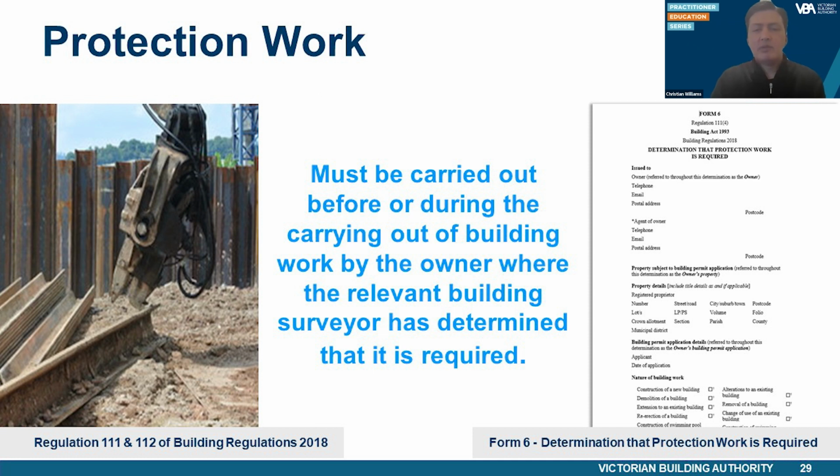The RBS may determine protection work is required prior to the issue of a building permit or at any time during the carrying out of the building work. The determination must be in the form of Form 6. A building permit may still be issued even though the protection work process has not yet been finalised. The building work can still be carried out on other parts of the site. However, the building work that gave rise to the requirement for the protection work cannot be carried out until such a time that the protection work requirements have been met.